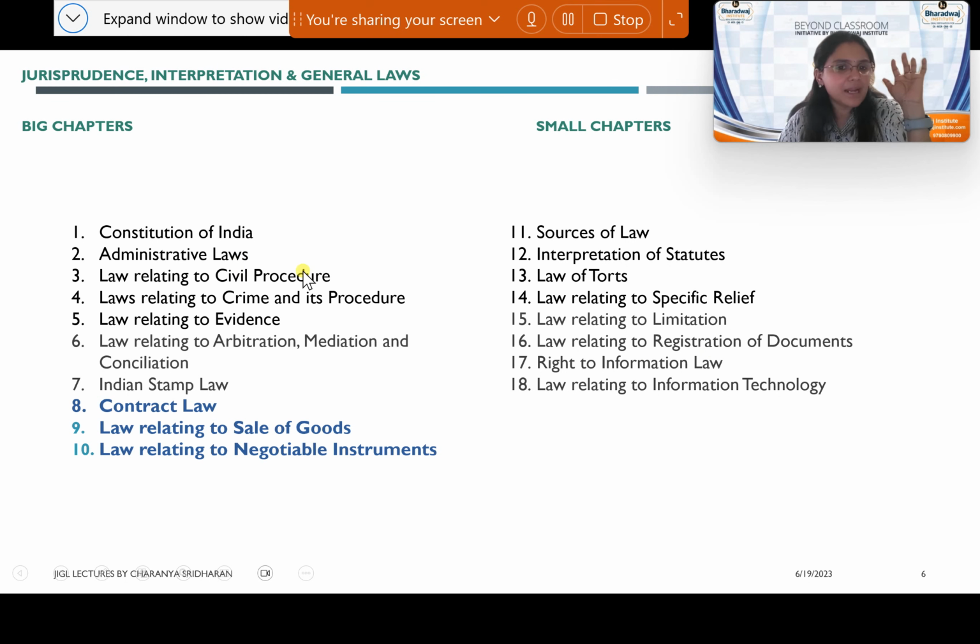But in the big chapters, it's going to take you a little longer time. Clear, everybody? So you will go to the index page and mark B or S in pencil near each of the chapters. So constitution is a big chapter, so mark it as B. Administrative laws is also a very big chapter, mark it as B. Civil procedure, criminal procedure, evidence, all of them I will consider as big chapters.